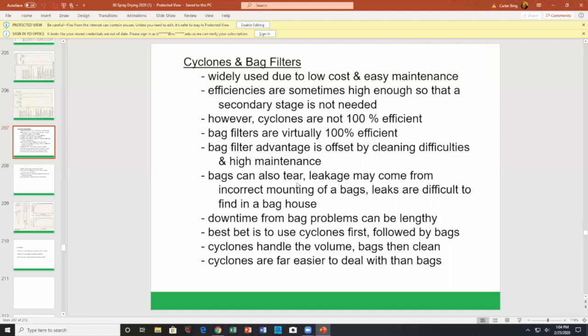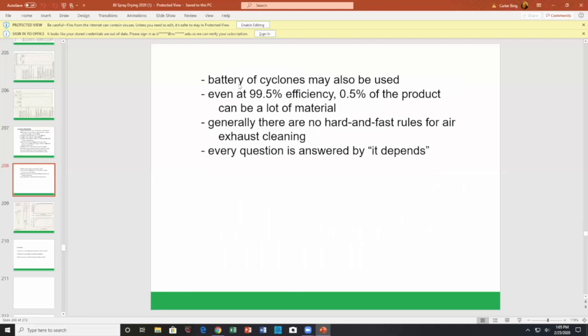Bag tears come from loading, okay? Also, if you have your bags vibrating in there, their motion causes a place where repeated motion will eventually tear the bag, perhaps. Downtimes for bag houses can be lengthy. Best bets use cyclones first, followed by bags. Cyclones handle the volume, bags handle the cleaning. Cyclones are far easier to deal with than bags. A battery of cyclones might be considered possible.